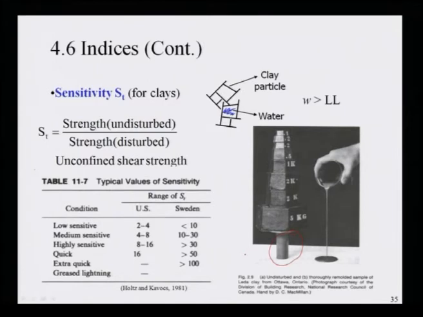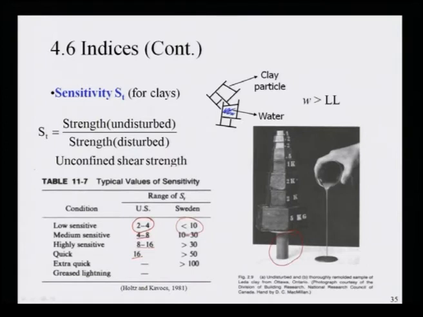Typical values of sensitivity are based on the unconfined shear strength. Based on the report given by Holtz and Kovacs 1981, low sensitivity for the US is 2 to 4. As for Sweden, if it is less than 10, it is low sensitivity. Medium sensitivity is between 4 to 8, high sensitivity 8 to 16, then quick is above 16. That means how sensitive the strength of the undisturbed sample is as compared to the strength of the disturbed sample, taken as a ratio.